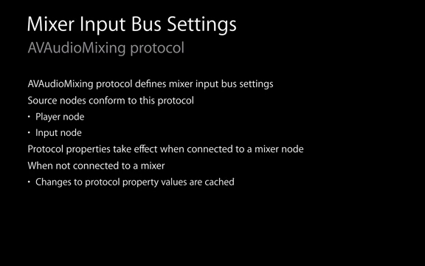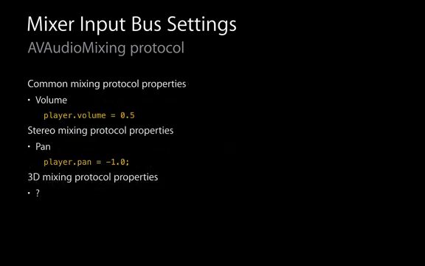When a source node is in an active connection with the mixer and you make changes to the protocol's different properties, they take effect immediately. However, if a source node's not connected to a mixer and you make changes to the protocol's properties, those changes are cached in the source node and then applied when you make a physical connection to a mixer. So these are the mixing properties that we have available. Under the common mixing properties, we just have volume right now. Under the stereo mixing properties, we have pan. And we have a number of 3D mixing properties that we're going to look at in the next section.